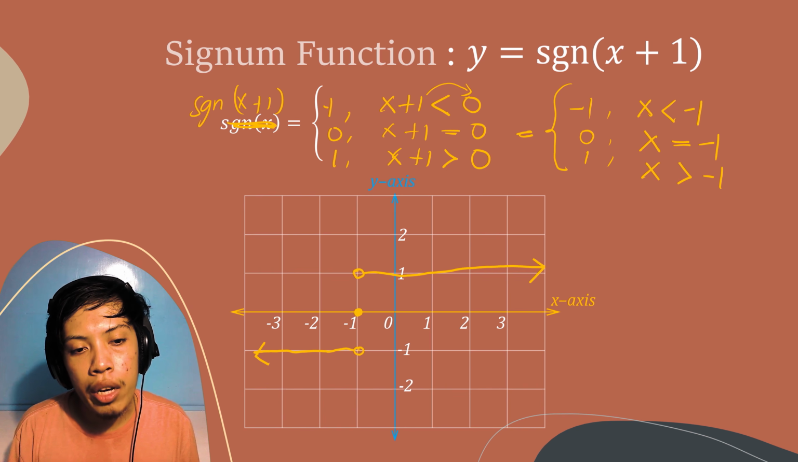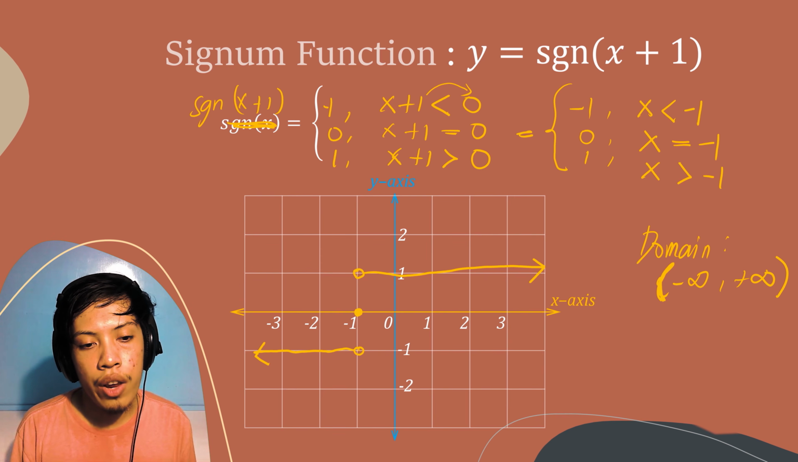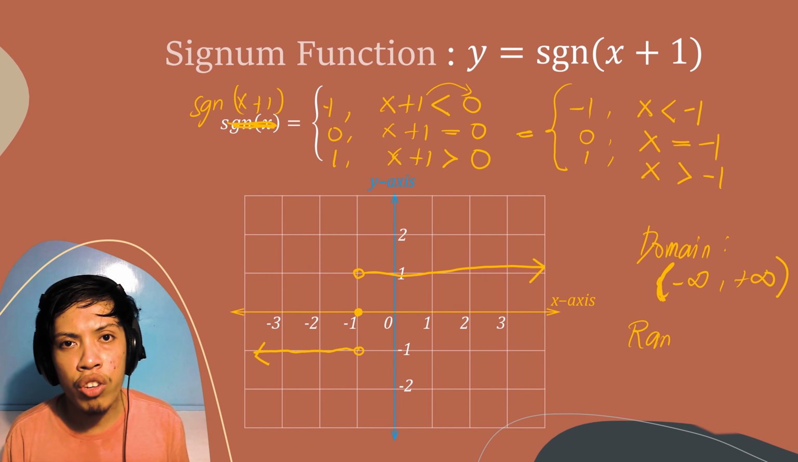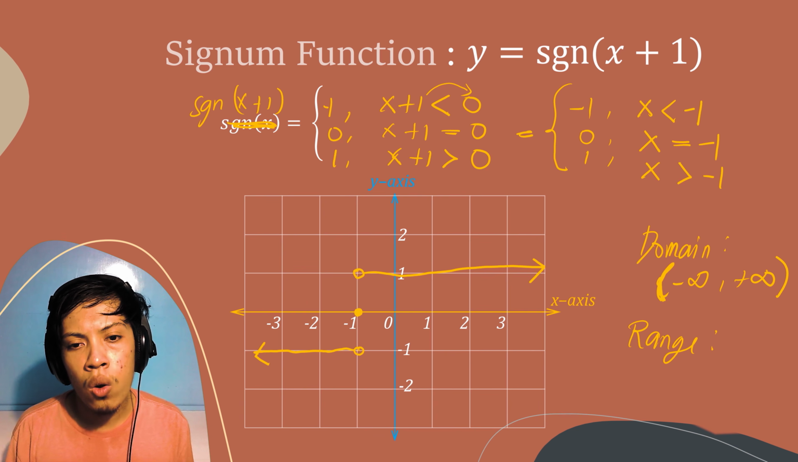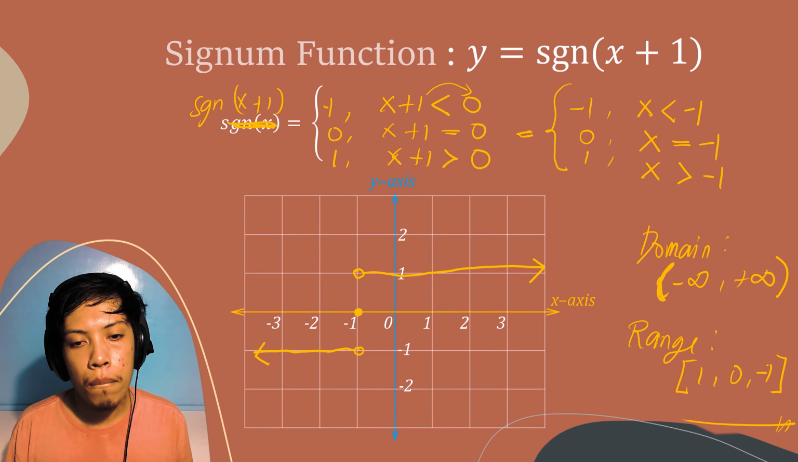The domain, of course, is all real numbers from negative infinity to positive infinity. And the range is, there are only 3 values for the range. That is 1, -1, and 0. So you could write it as -1, 0, and 1. So this is your domain and range of this type of function.